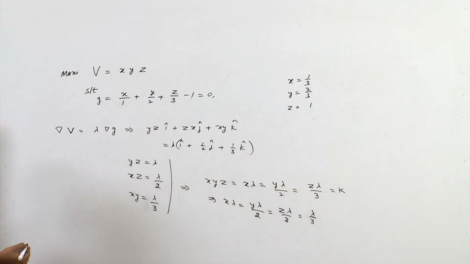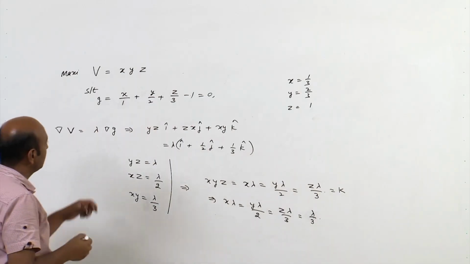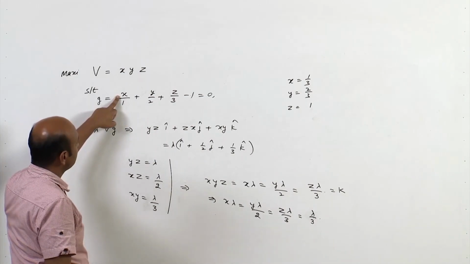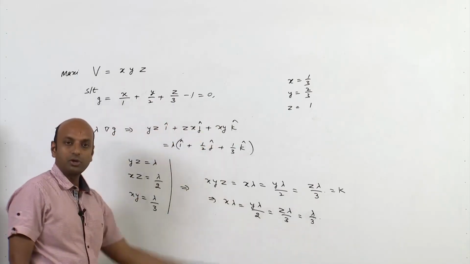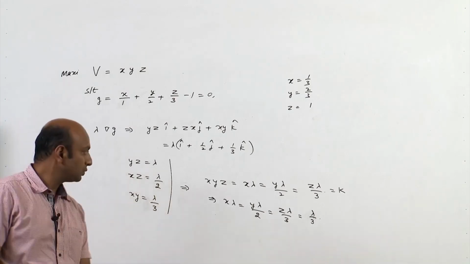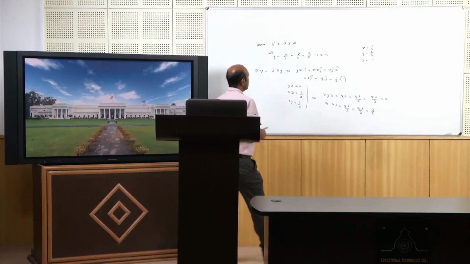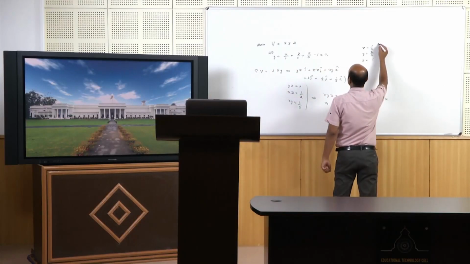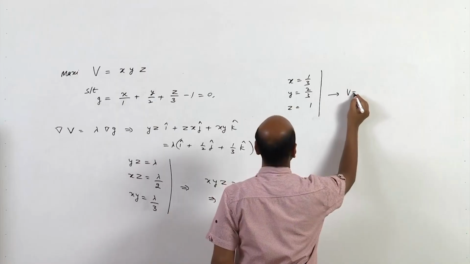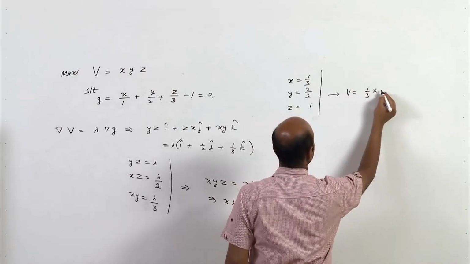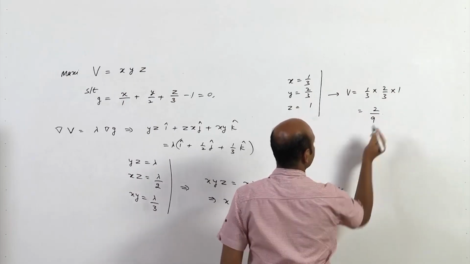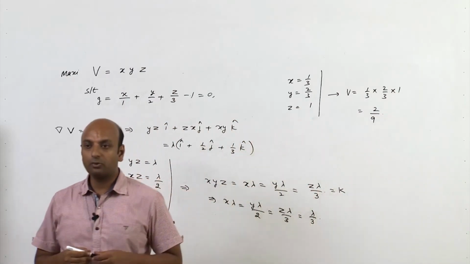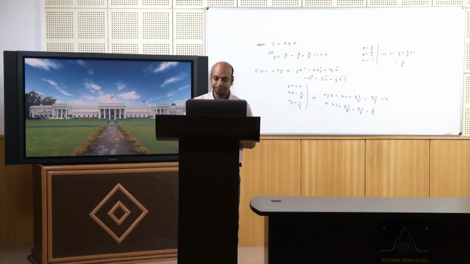Okay. So you can simply substitute and check here. x by 1 is 1 by 3, plus 1 by 3, plus 1 by 3 is 1, and 1 minus 1 is 0. So we satisfy this equation also. So this is the point where it attains the maximum value, and the maximum value of v will be nothing but 1 by 3 into 2 by 3 into 1, that is 2 by 9. So that is how we can solve this problem.